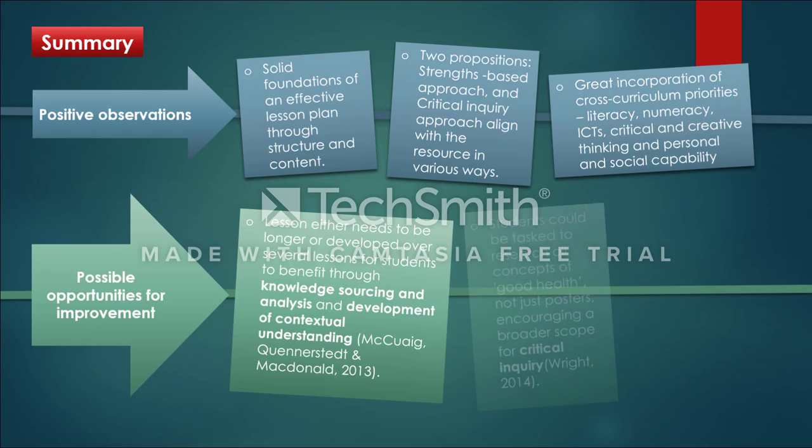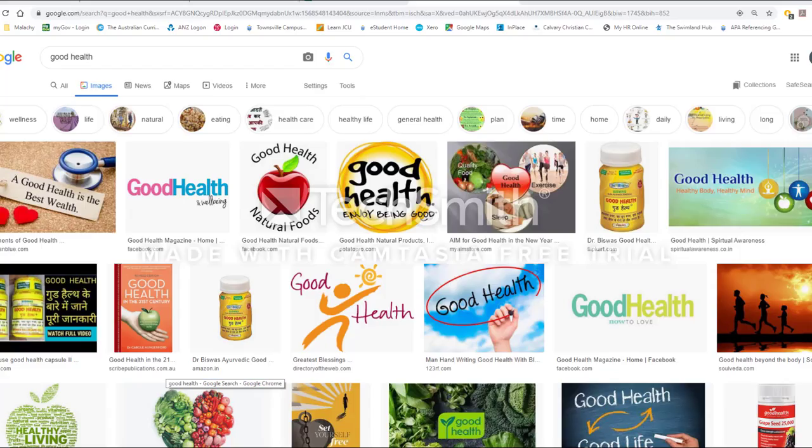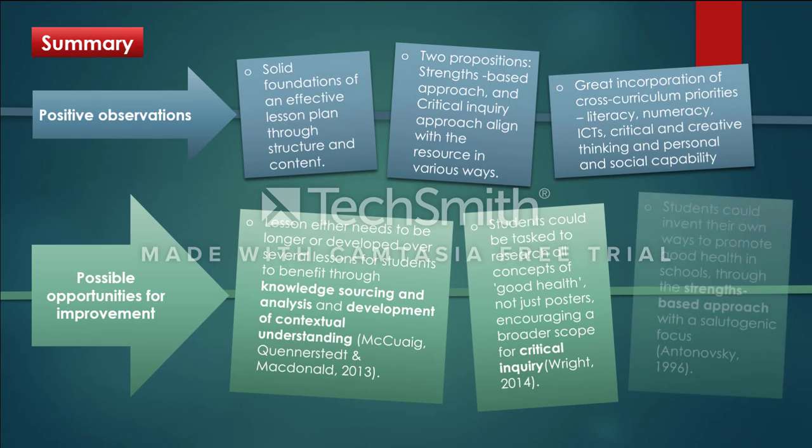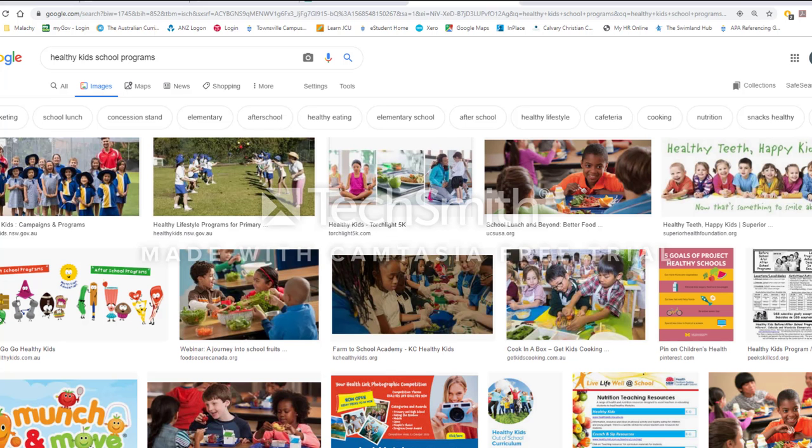Also, students could research all concepts that contribute to good health, encouraging broader scope for critical inquiry, and enabling students to interpret information beyond the superficial, thus increasing understanding of perspective. Wright, 2014. Finally, students could invent their own ways to promote good health in schools, engaging the concept of empowerment with knowledge through a strength-based approach with a salutogenic focus. Antonovsky, 1996.